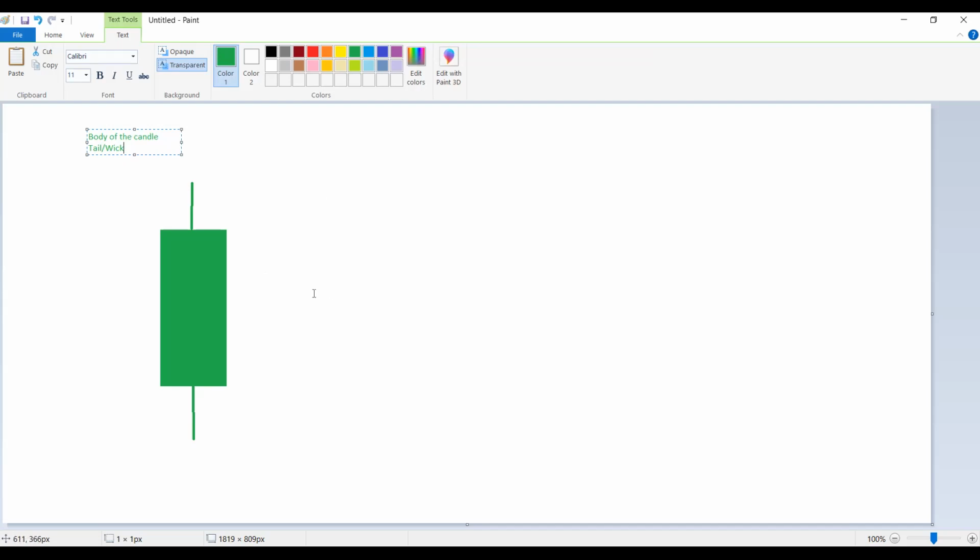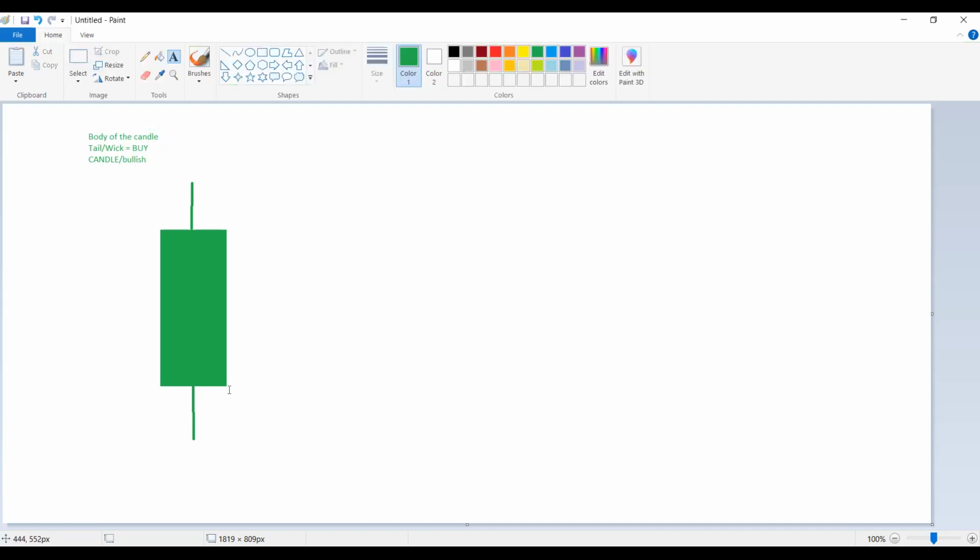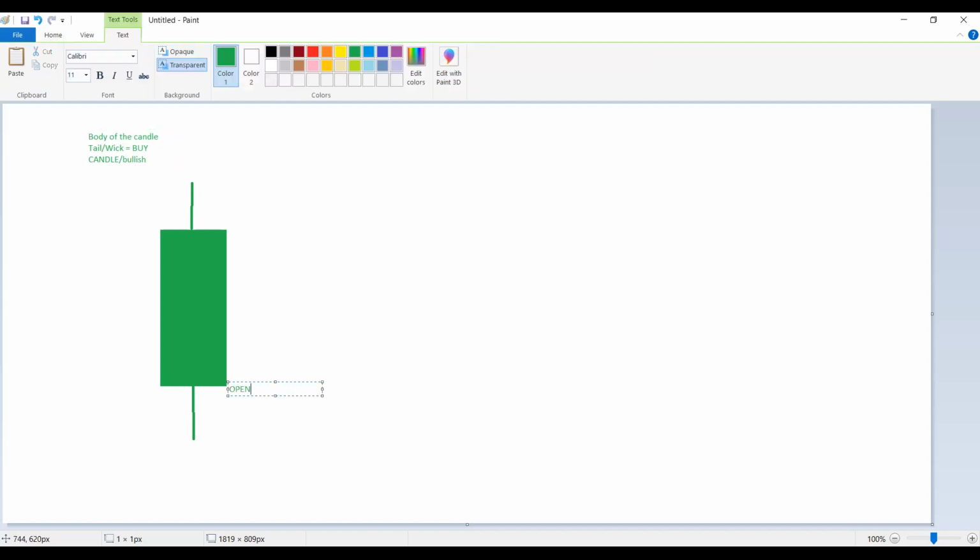Okay. So now for this green candle, what did we say for the green candle? Green candle is a buy candle. It is a buy candle or bullish candle, right? So when we say buy candle or bullish candle, what should happen to the price? What are we expecting the price to do? Go up. Yeah.